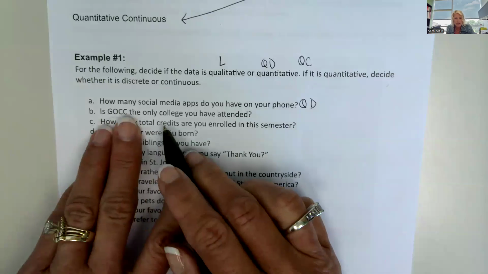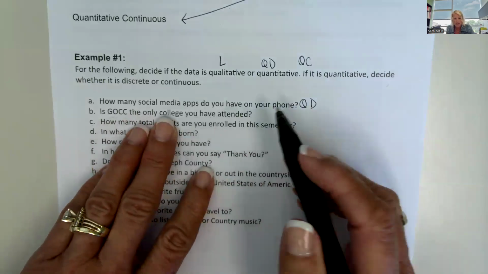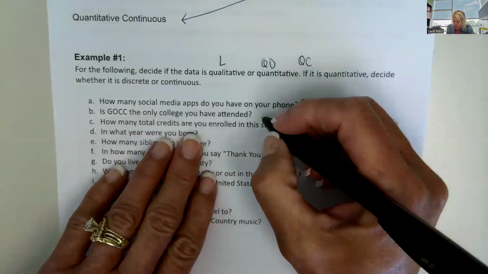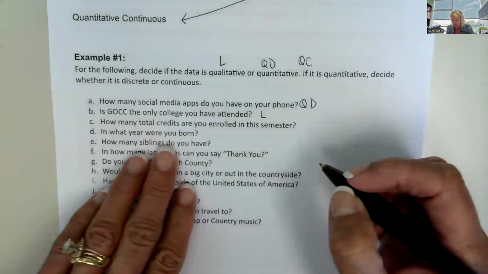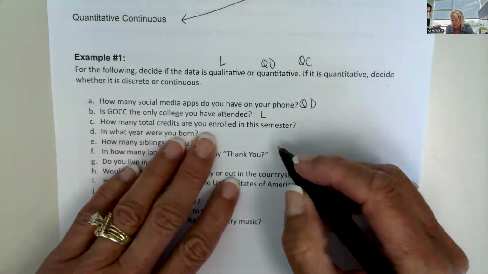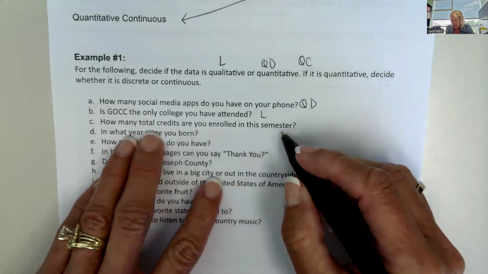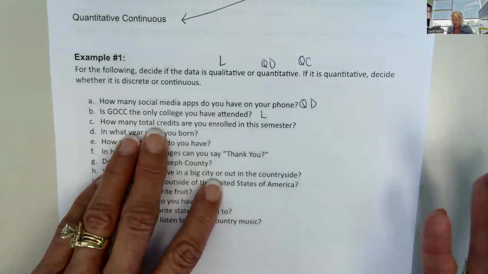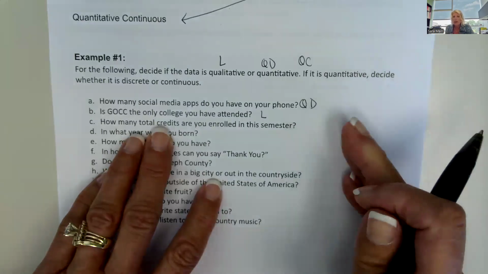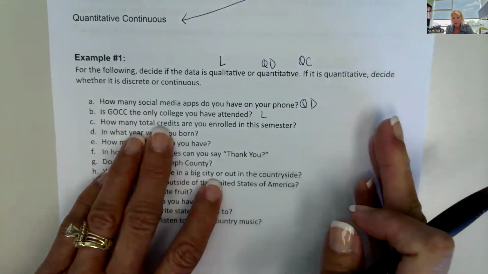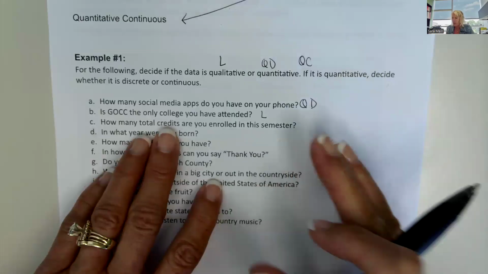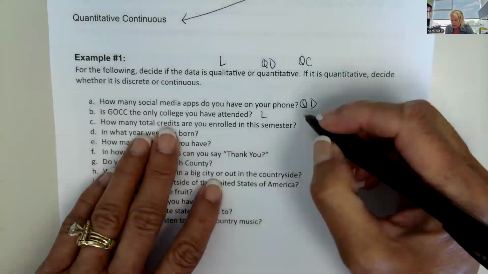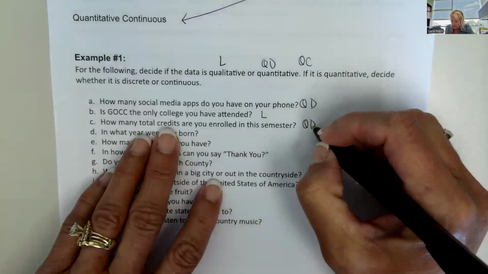Is GOCC the only college you've attended? That's a yes or no question. So that's going to be qualitative. How many total credits are you enrolled in this semester? I think there might be a possibility of having a half credit, but it's either a whole credit or a half credit. I think we only offer whole credits. So either way, we would call that quantitative discrete.